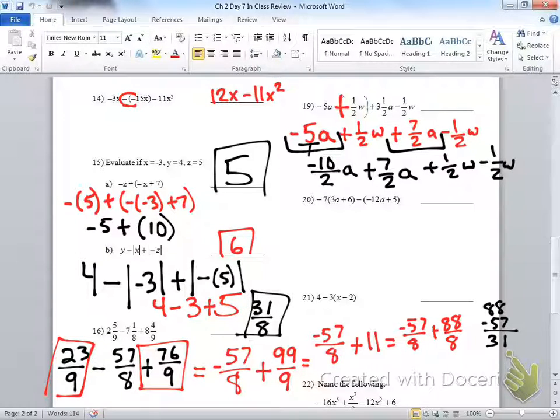So that's -3 over 2a. Do I need to now make it a mixed number? No, improper is great. I actually prefer improper. All right, what's 1/2 W minus 1/2 W? 0 W, you don't need to write it at all. That's your answer.